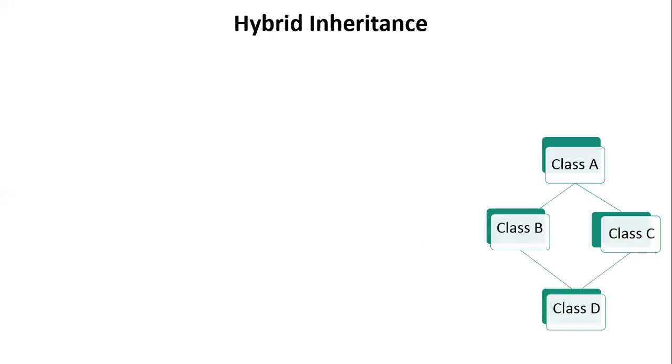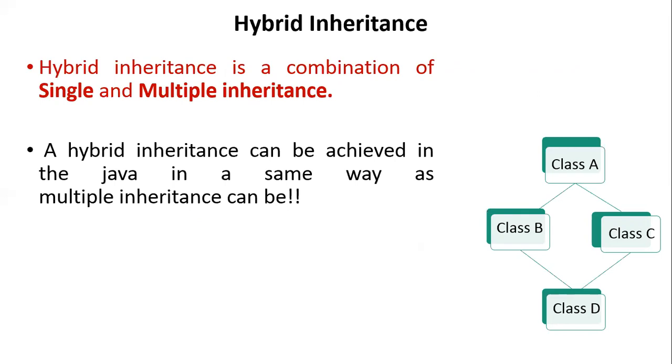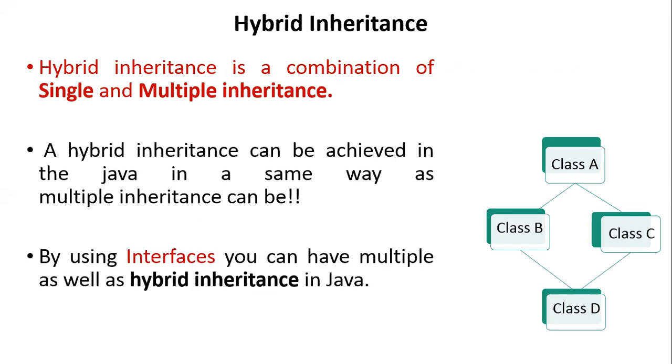Next type of inheritance is hybrid. It is a combination of single and multiple inheritance. Again, hybrid inheritance is not supported by Java, but it can be achieved in Java in the same way as multiple inheritance can be. By using interfaces, we can achieve this multiple and hybrid inheritance in Java.